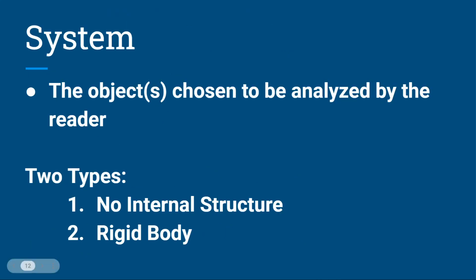So a system. Whenever we talk about systems in physics, we're going to be talking about just whatever object or objects that we have chosen to be analyzed. So whenever you read a question, oftentimes you'll have to figure out what you need to focus on in order to answer the question that's being asked. Sometimes they tell you what the system is.